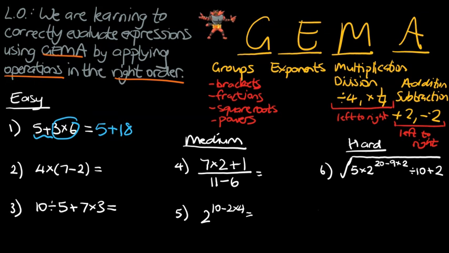And now that I've done that, that's my first step. I can now do my final step, which is addition. And adding those together, that gets us to an answer of 23.